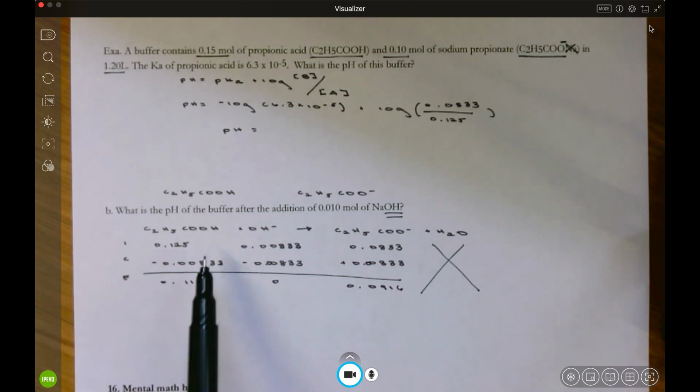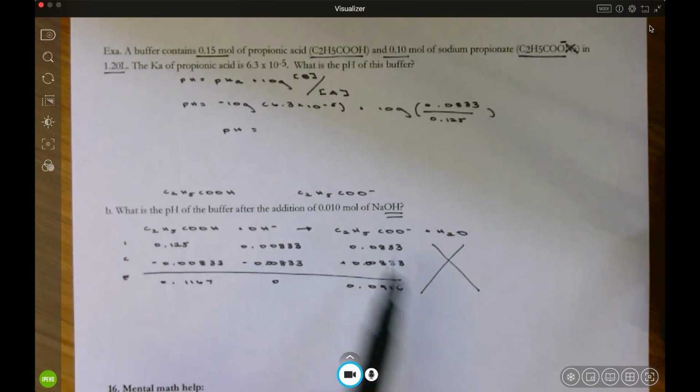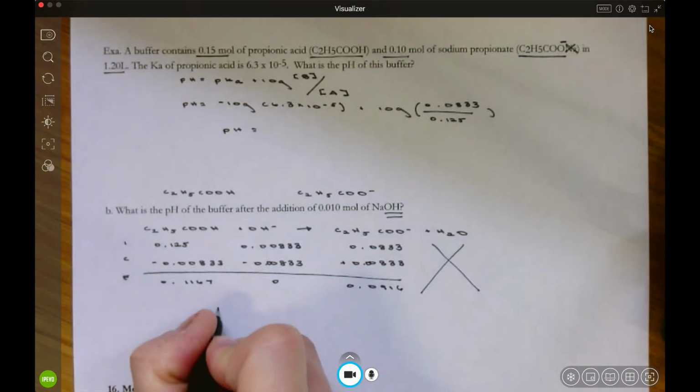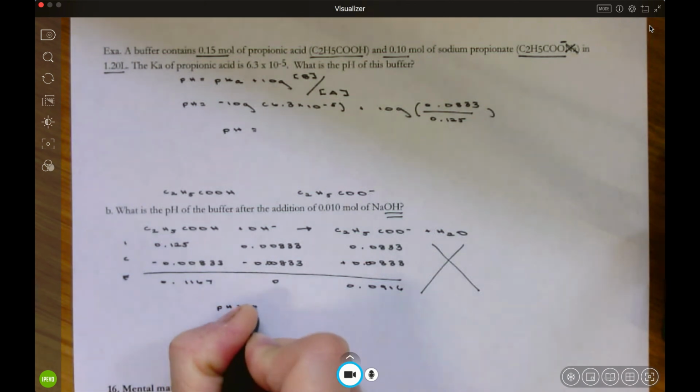Well, good news, I've got weak acid and weak base present, so when I have both of them present, I can just use my Henderson-Hasselbalch equation. This is my concentration of my base. This is the concentration of my acid, so the pH that I get is 4.10.